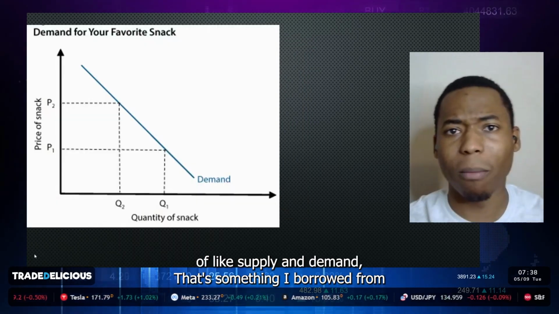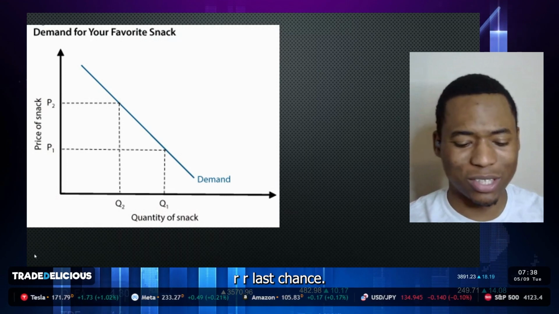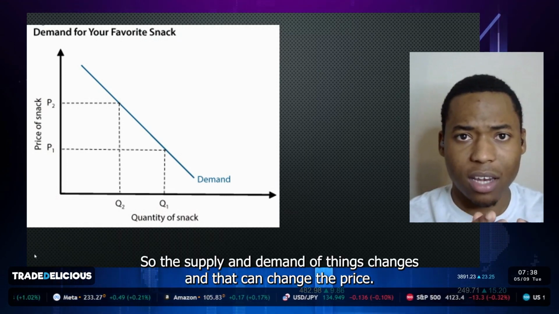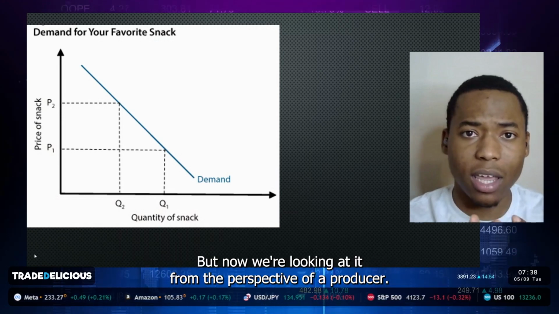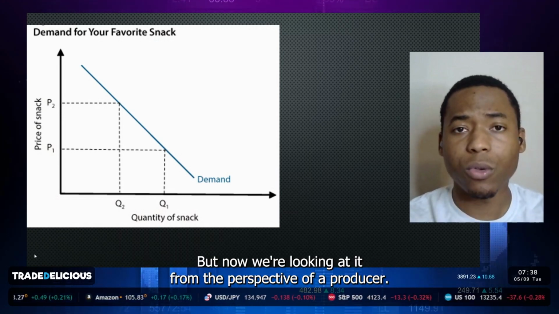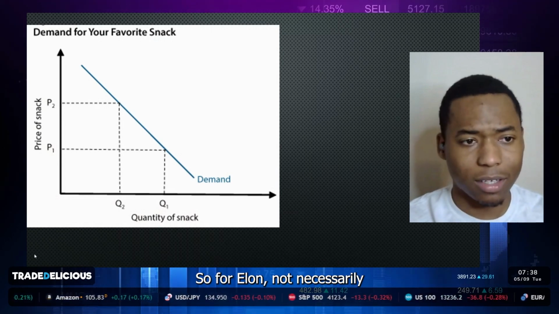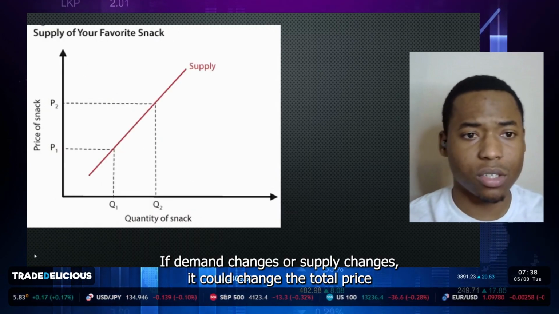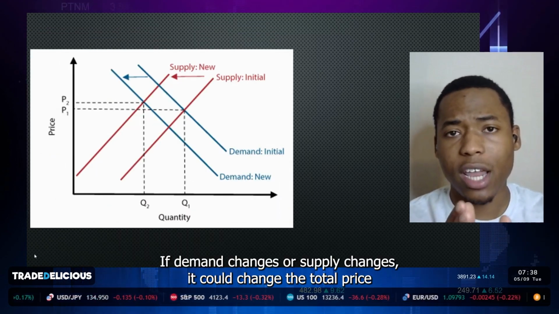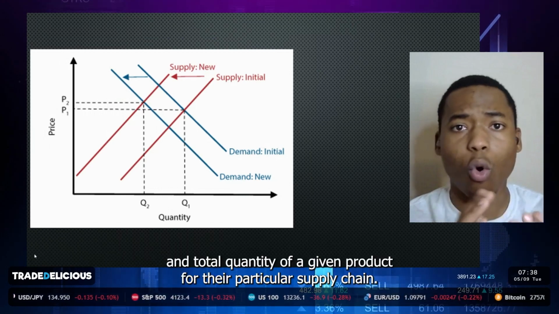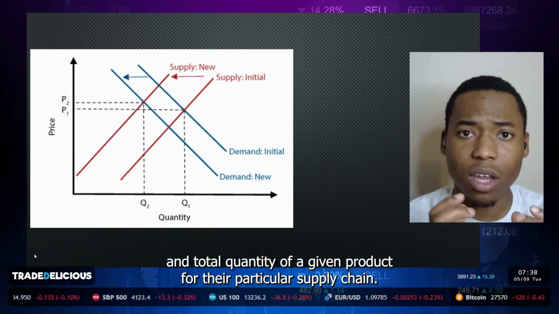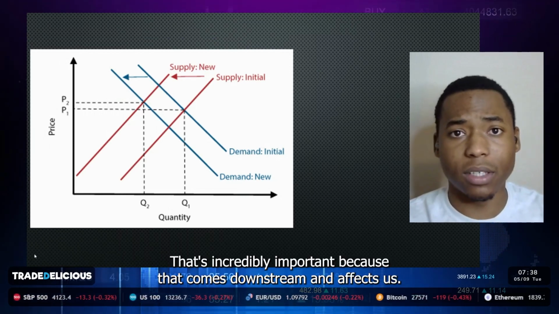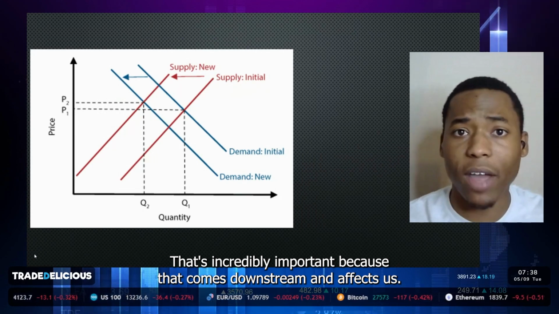This is something I borrowed from our last charts. So the supply and demand of things changes, and that can change the price. But now we're looking at it from the perspective of a producer. So for Elon, not necessarily the price of the snack, but the price of cobalt. If demand changes or supply changes, it could change the total price and total quantity of a given product for their particular supply chain. That's incredibly important because that comes downstream and affects us.